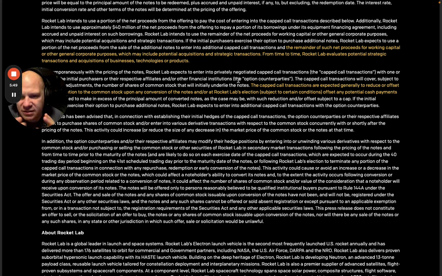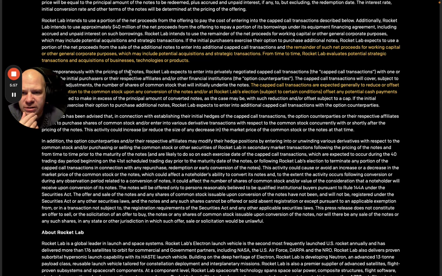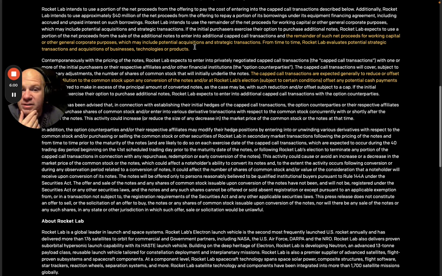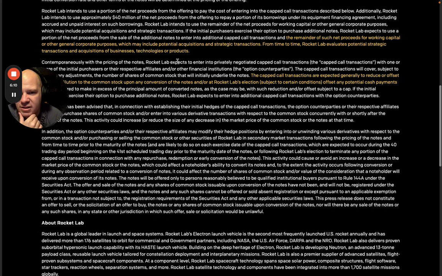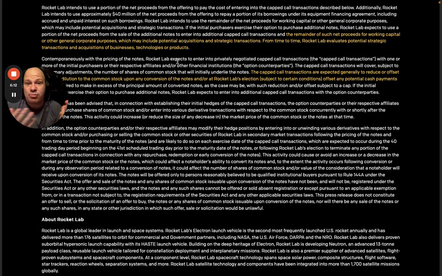So here they're talking about what they want to use this for. It says the remainder of the net proceeds, they want to use for working capital and other general corporate purposes, which may include potential acquisitions and strategic transactions. From time to time, Rocket Lab evaluates strategic transactions and acquisitions of businesses, technologies, and products. So I think that's pretty cool. Maybe they have an acquisition in mind, and maybe this is why they felt the urgency to do this.